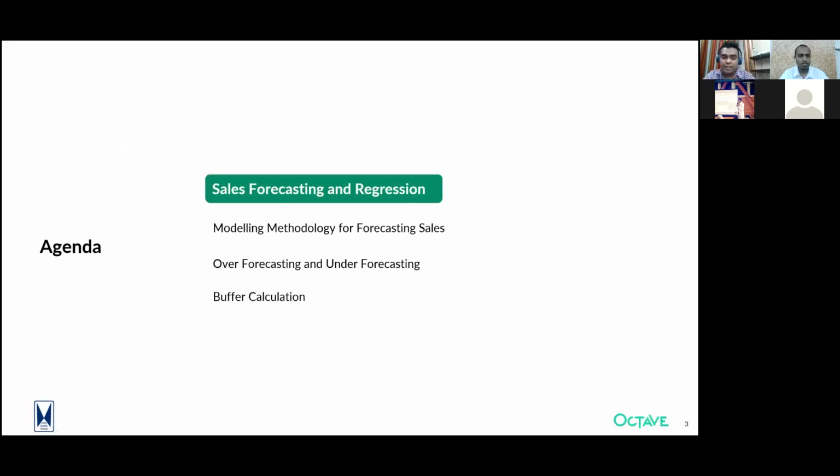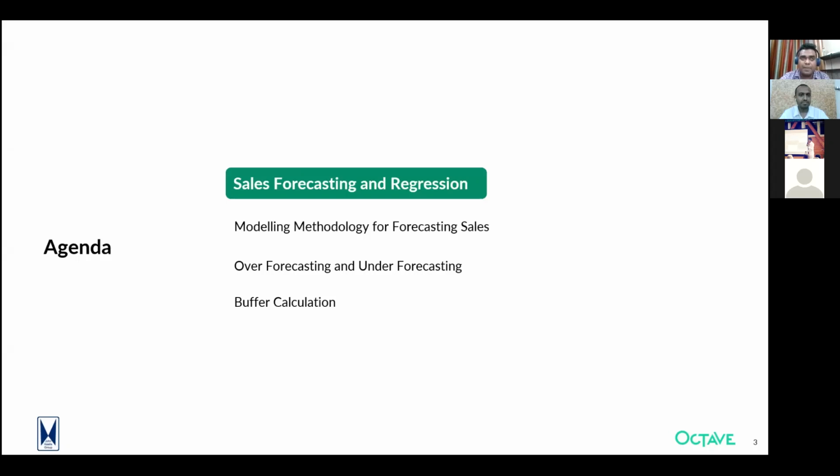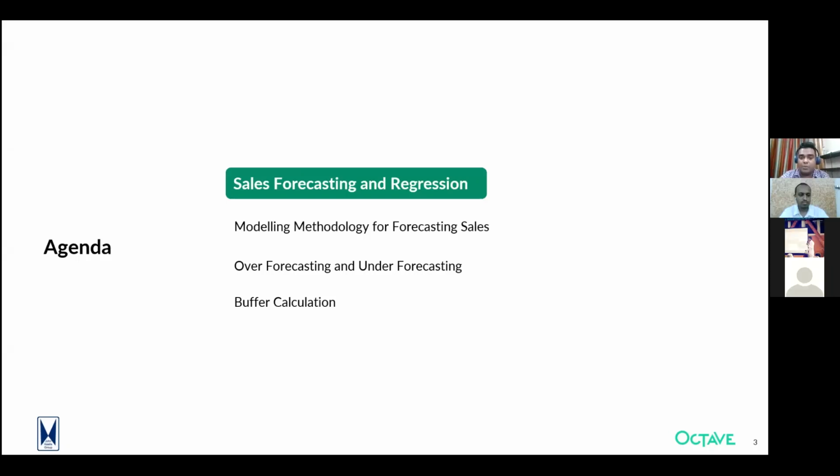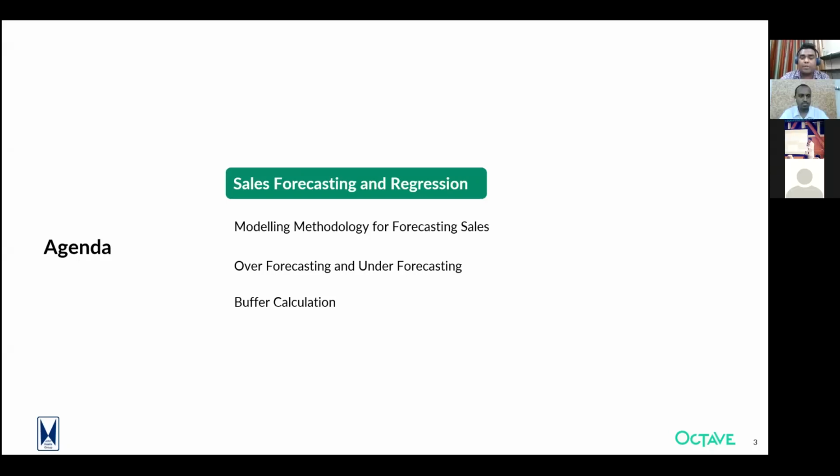So today's agenda is based on the Kaggle competition. You guys went through it. The Kaggle competition is based on the sales forecasting problem, right? So the agenda today is we'll take the sales forecasting problem, and we'll discuss a little bit about how this is related to regression, right? Once that is done, we'll also discuss at Octave how we are solving these forecasting problems.